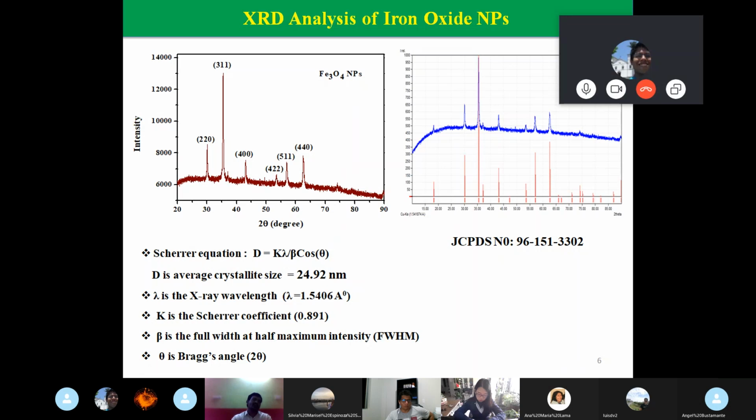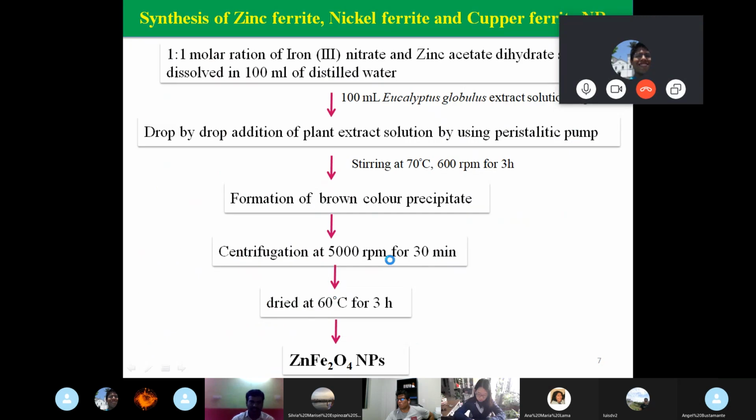Further, we confirmed the iron oxide by XRD analysis. The XRD pattern shows the crystalline nature of the material, with multiple peaks corresponding to Miller indices. The peaks match the standard JCPDS, as you can see here. The average crystalline size is calculated by the Debye-Scherrer equation, D equals K lambda over beta cos theta. The average crystalline size is around 25 nanometers, 24.92 nanometers.